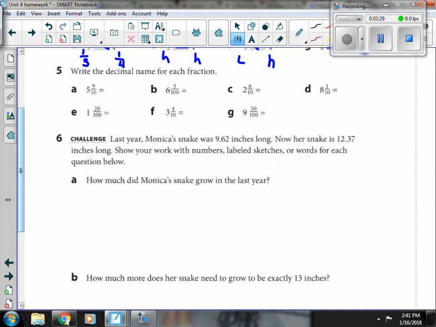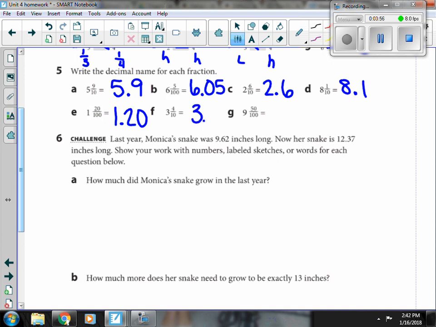Then I'm writing the decimal name. So I have a whole number up front, so I have 5 and 9/10. I have 6 and 5/100, so I need a 0 in that tenths spot. 2 and 6/10. 8 and 1/10. 1 and 20/100. 3 and 4/10. And 9 and 50/100.